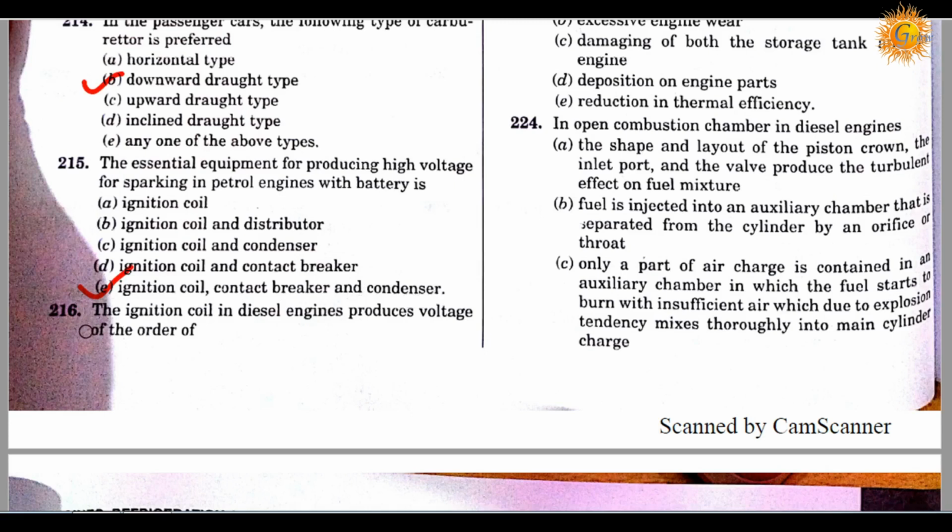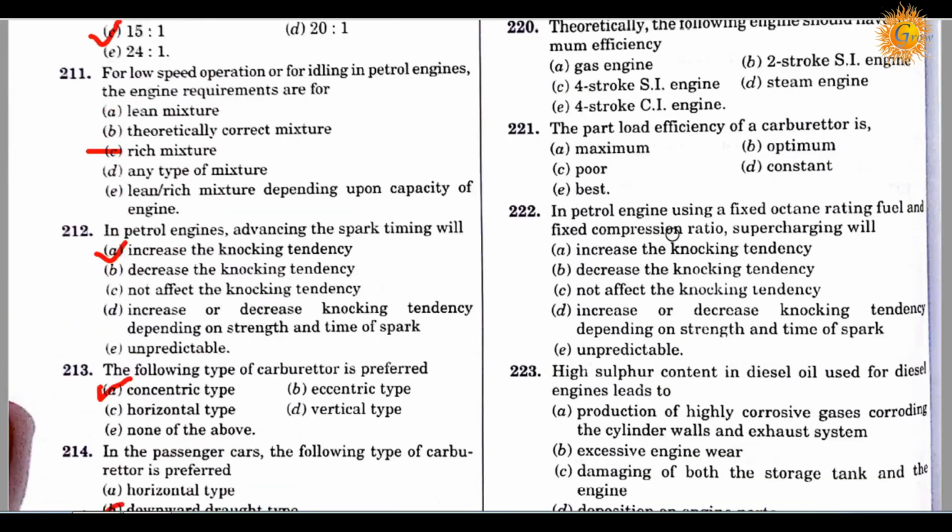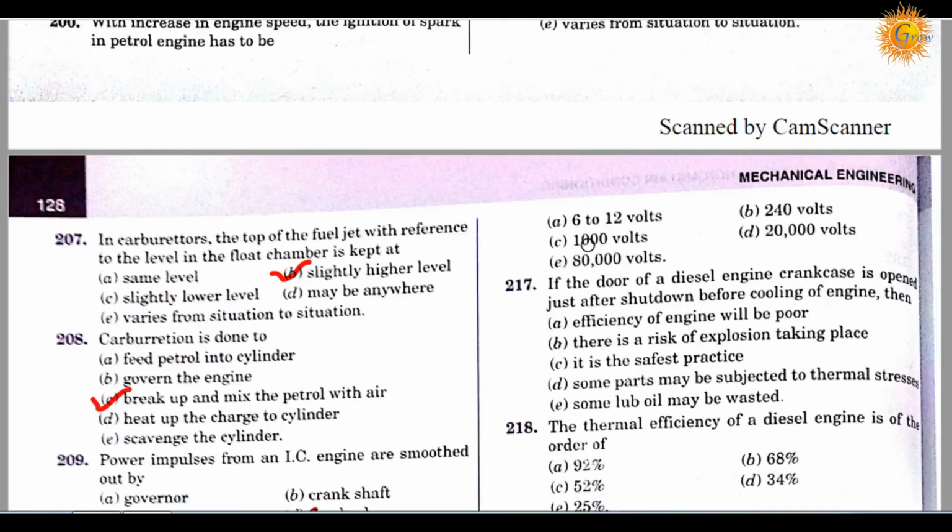Question number 216. The ignition coil in diesel engines produces voltage of the order of option A, 6 to 12 volts, option B, 240 volts, option C, 1000 volts, option D, 20,000 volts, option E, 80,000 volts. So the correct answer is D. It will be 20,000 volts.